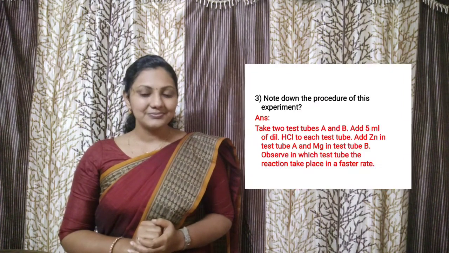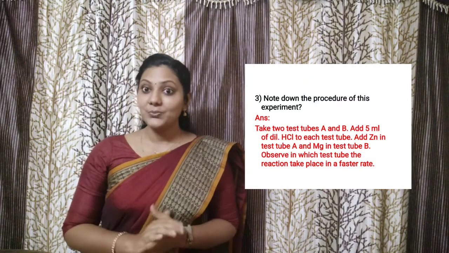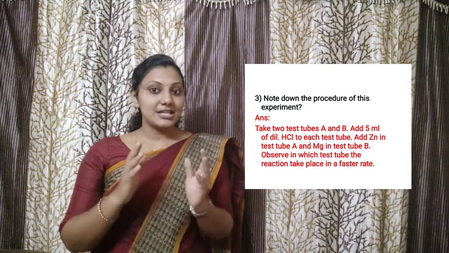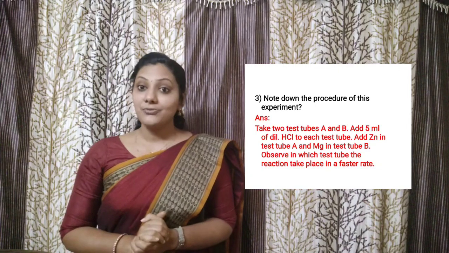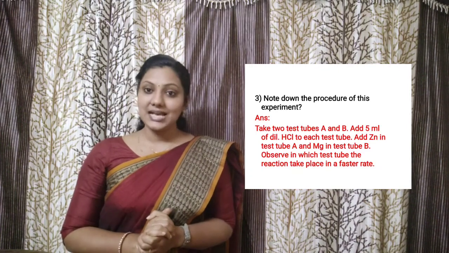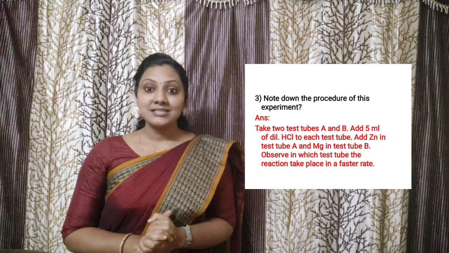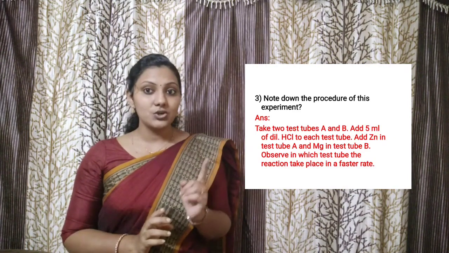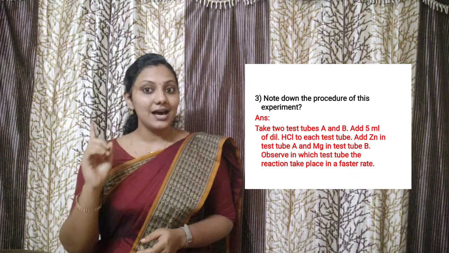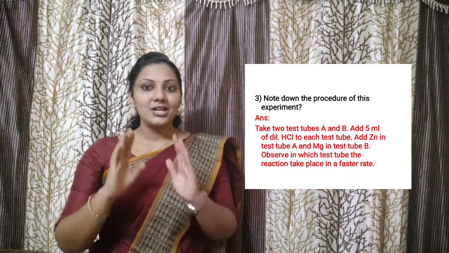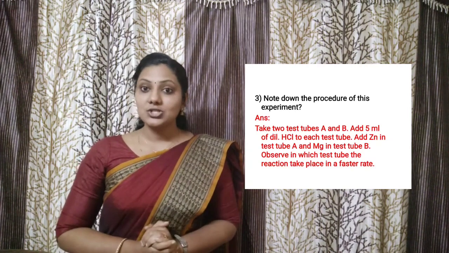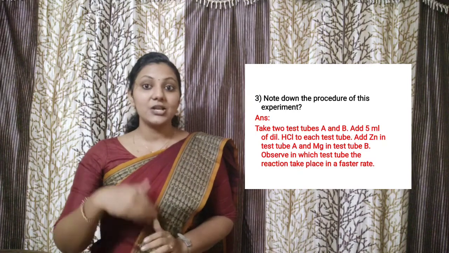Note down the procedure for this experiment. So what is the procedure for this experiment? Okay, you have explained it well. Good. Take two test tubes containing 5 ml of dilute hydrochloric acid. Then add zinc metal in one of the test tubes and magnesium metal in the other test tube. Then observe in which test tube the reaction takes place at a faster rate.